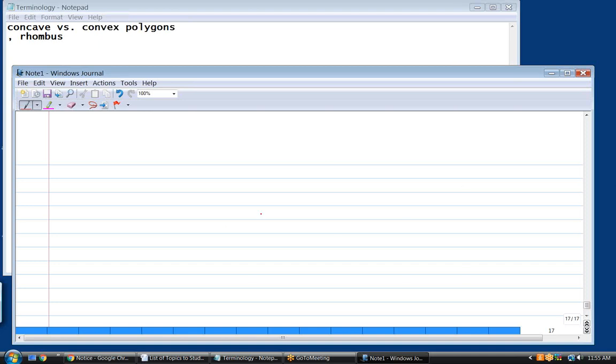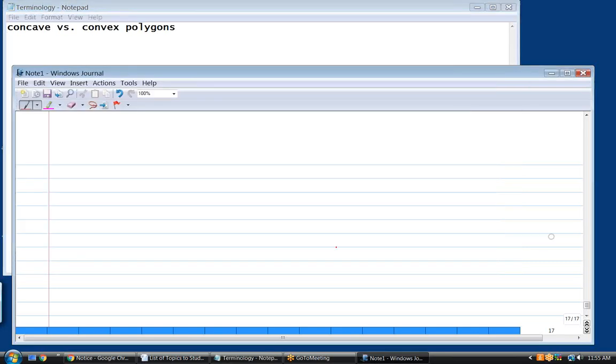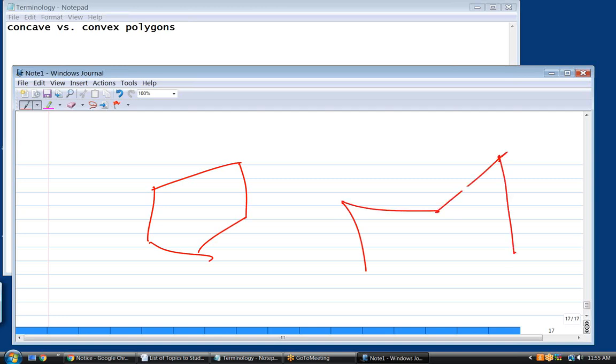Okay. And now I'm going to draw 2 polygons and have you tell me which one is concave and which one is convex. The first one would be convex, and then the second one would be concave. Other way around. So the first one would be concave. Oh, I did that again.